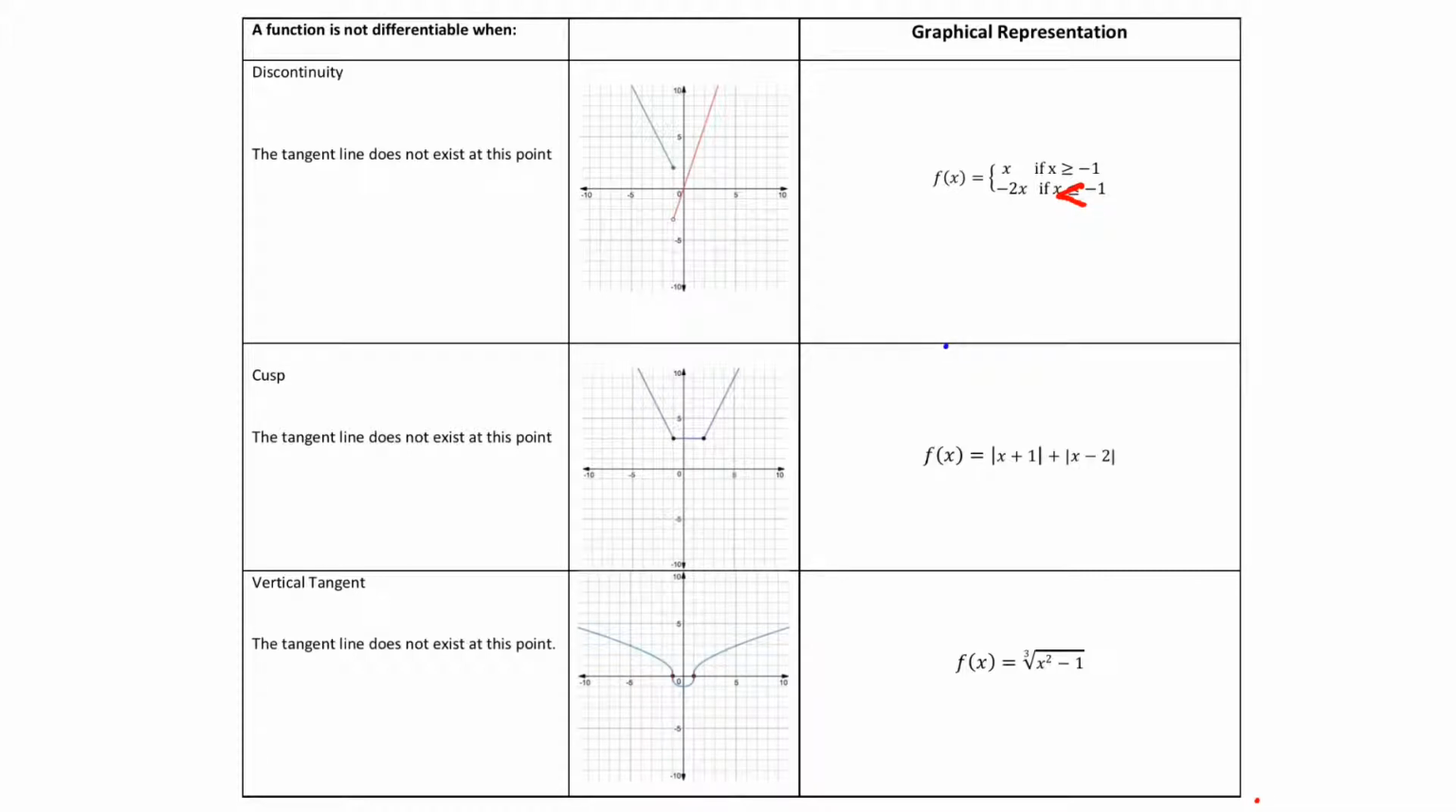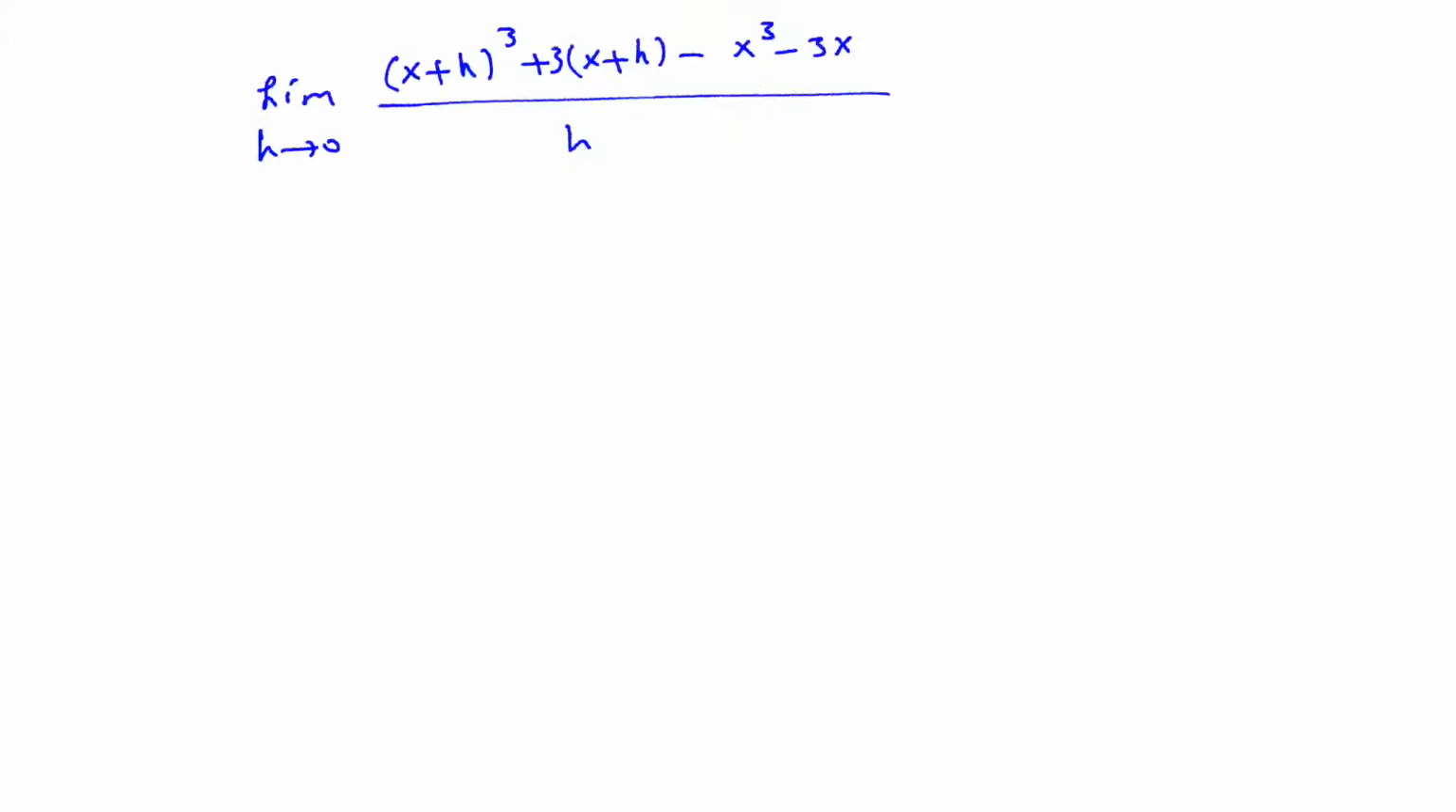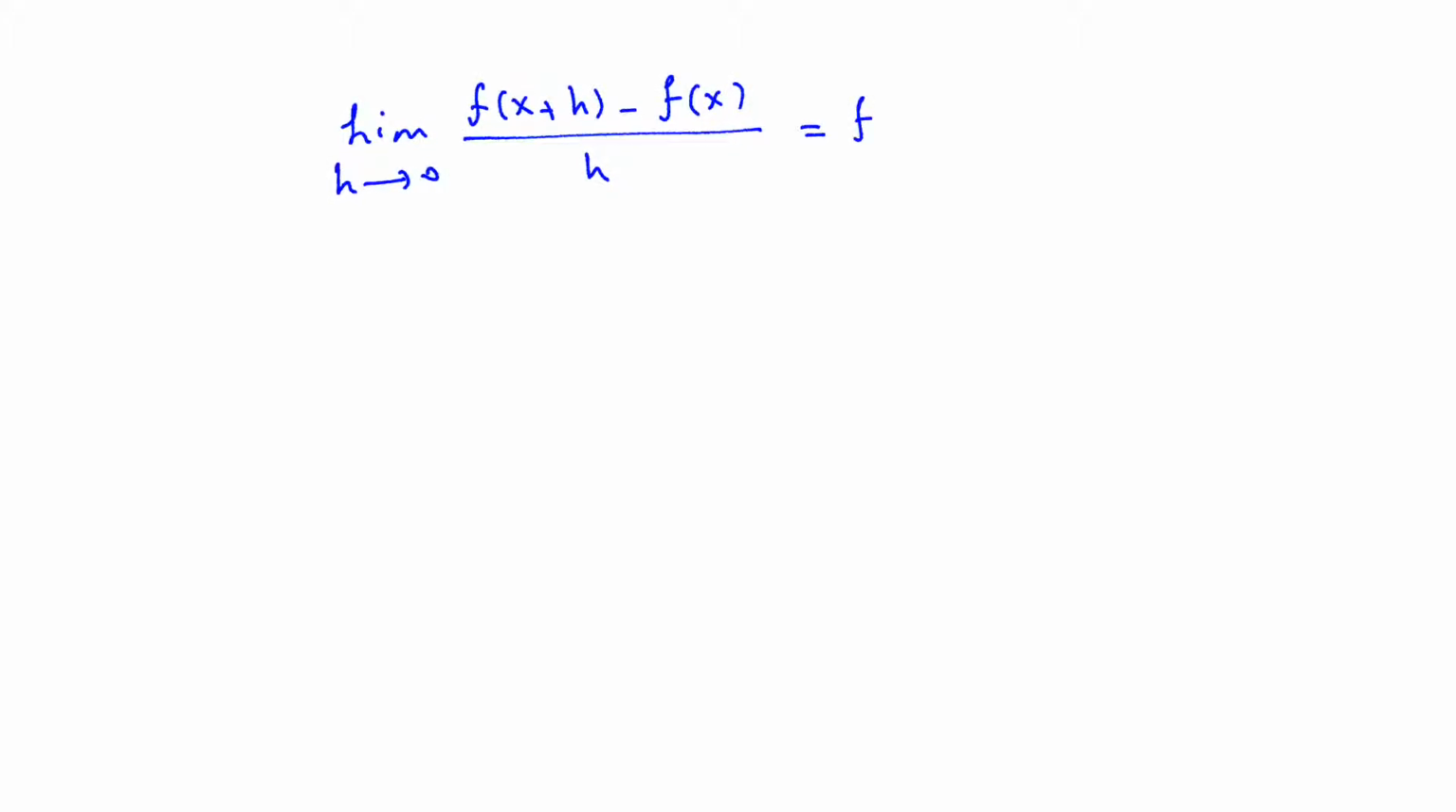To recap, we say the derivative is the limit of f of x plus h minus f of x over h as h approaches 0. The derivative does not exist at a point of discontinuity of the function f of x, at a cusp point, and where the tangents are vertical.